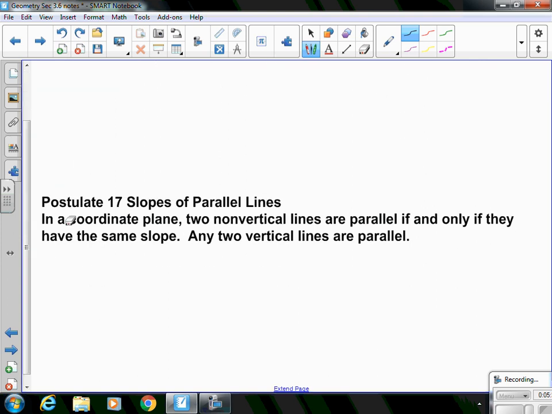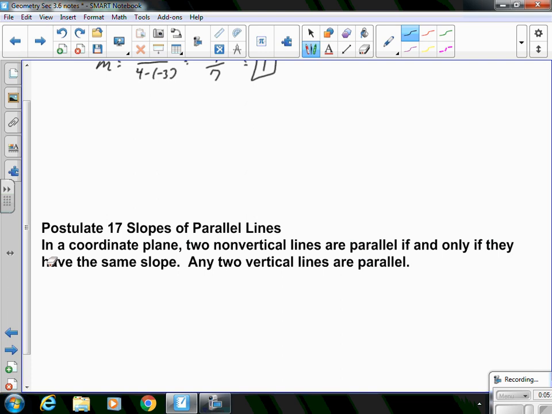All right, so then postulate 17, slopes of parallel lines in a coordinate plane. Two non-vertical lines are parallel if and only if they have the same slope. Any two vertical lines are parallel. So if we know they're vertical, then they're automatically parallel. Otherwise, in order for them to be parallel, they've got to have the same slope. So if the slope's the same, they're parallel. If it's not, they're not.